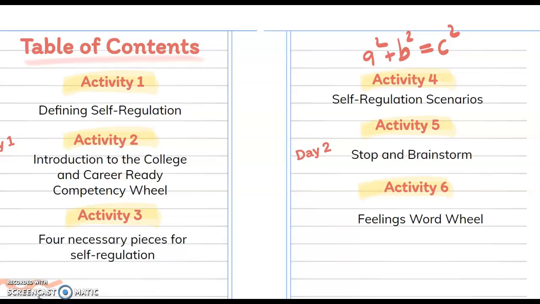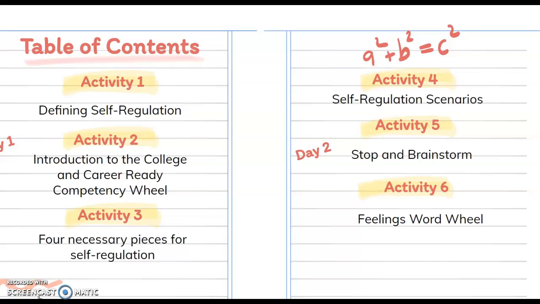Lesson 1 will be a total of 3 days. For today, we will be completing activities 1, 2, and 3. Our first activity is called Defining Self-Regulation. Our second activity is the Introduction to the College and Career Ready Competency Wheel. And our third activity today is looking at the 4 necessary pieces to be able to self-regulate.